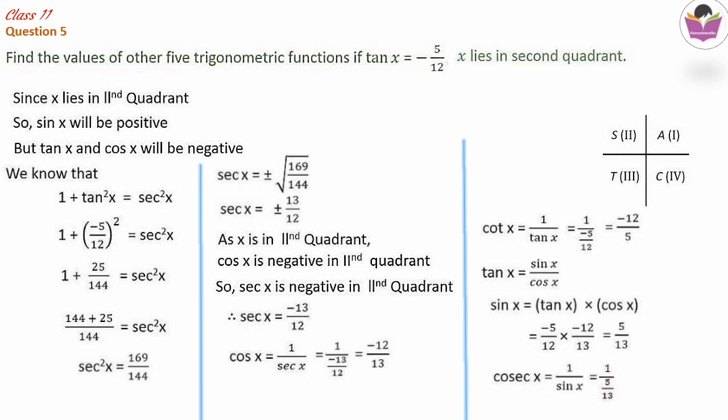The reciprocal of 5 by 13 is 13 by 5. Next we shall discuss the sixth question. There is another pattern of questions starting from here. Find the value of the trigonometric function sine 765 degrees. We are asked to find the value of this sine 765 degree function.